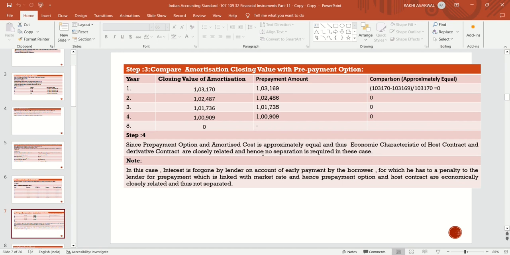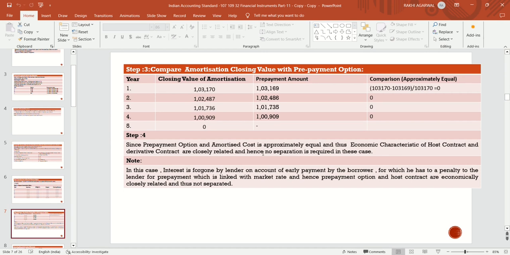So in this case, since the prepayment option amount and the amortized cost are approximately equal, the economic characteristics of the host contract and derivative contract are closely related because they are similar. No difference arises between the amortized cost and the prepayment option, so the amounts are similar. So they are closely related, and hence no separation is required in this case.